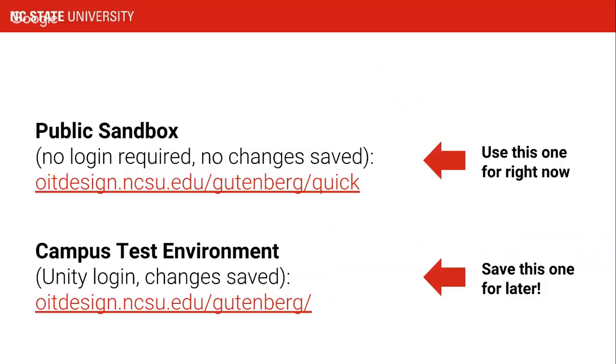So we have two resources that are available on campus. First, a public sandbox. That's what I'm going to ask you to use right now. If you go to oitdesign.ncsu.edu/Gutenberg/quick in a new tab in your browser, you won't have to log in. Nothing you do will be saved, and you won't be able to publish and see what it would look like on the front end.